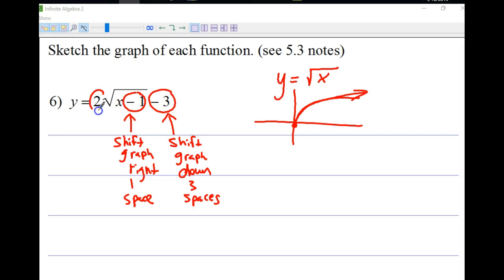Now the 2, I really don't care too much about stretches and compressions. This would actually be a vertical stretch. It's an outside change. I'm not too concerned about that.